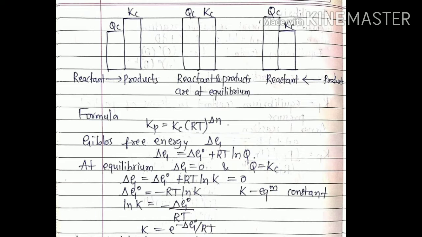Gibbs free energy, that is delta G. Delta G is equal to delta G naught plus RT ln Q. At equilibrium, delta G is equal to 0, so Q is equal to K. Delta G naught plus RT ln K is equal to 0. In other words, delta G naught is equal to minus RT ln K, where K is the equilibrium constant. Ln K is equal to minus delta G naught divided by RT, or K is equal to e raised to minus delta G naught divided by RT.